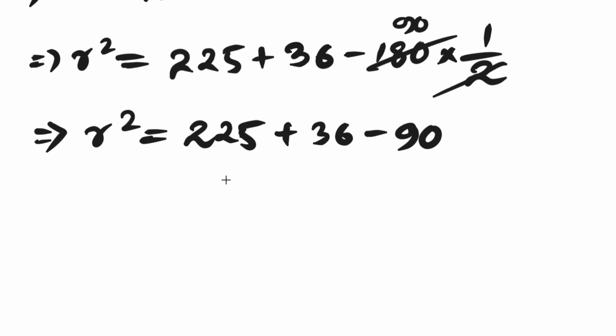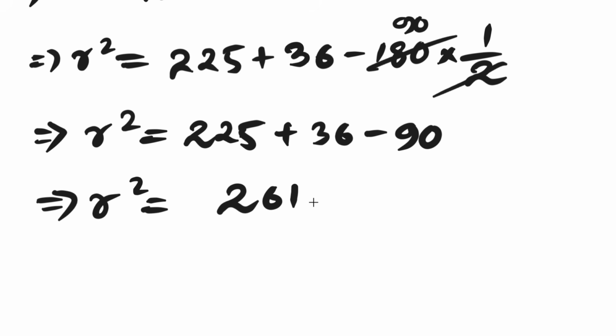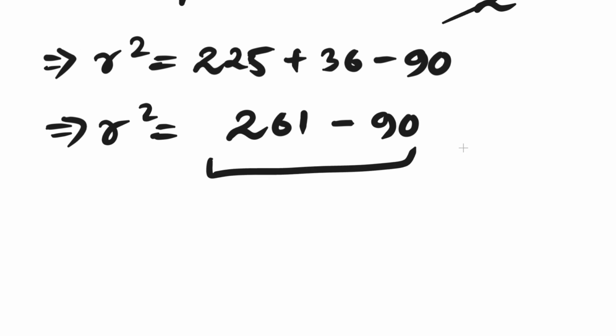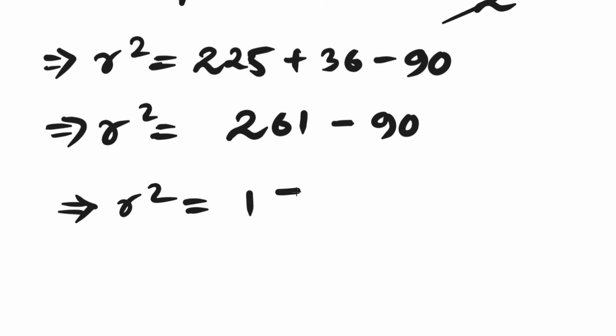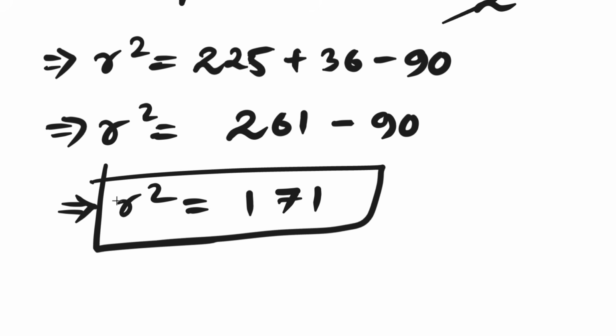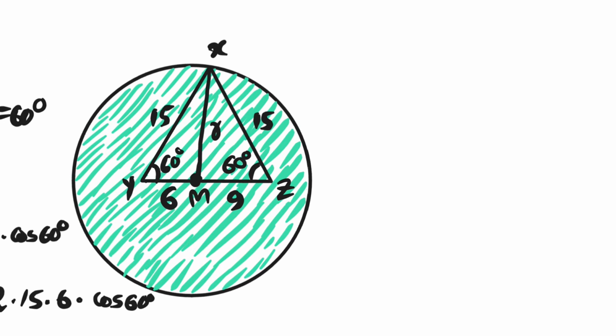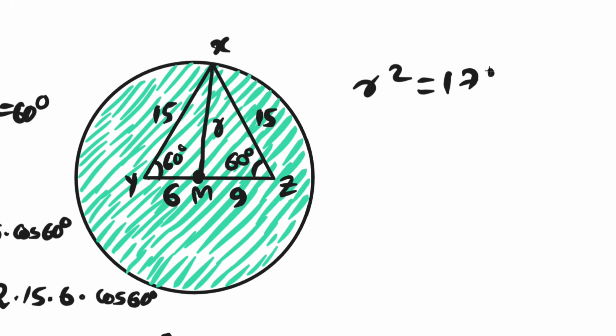Before combining everything, notice that 225 plus 36 gives 261. Therefore, r squared equals 261 minus 90. Subtracting 90 from 261 gives r squared equals 171. Excellent. We have found exactly the quantity we were looking for. The squared radius is 171.